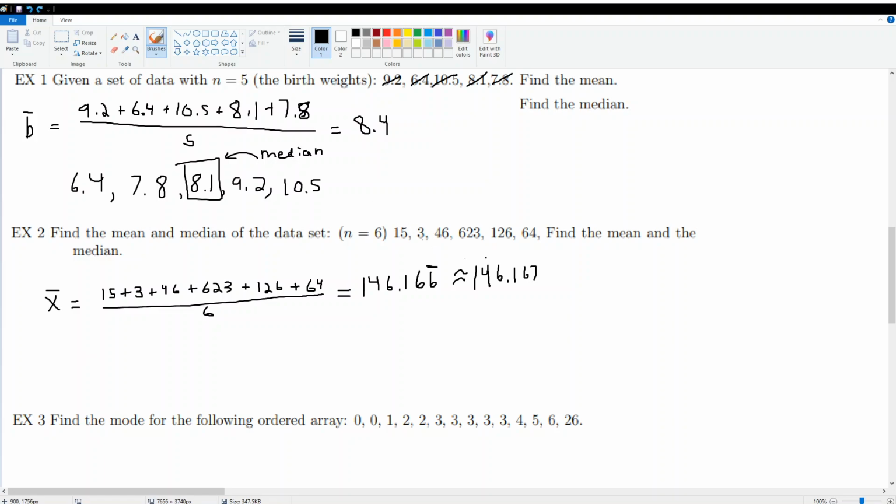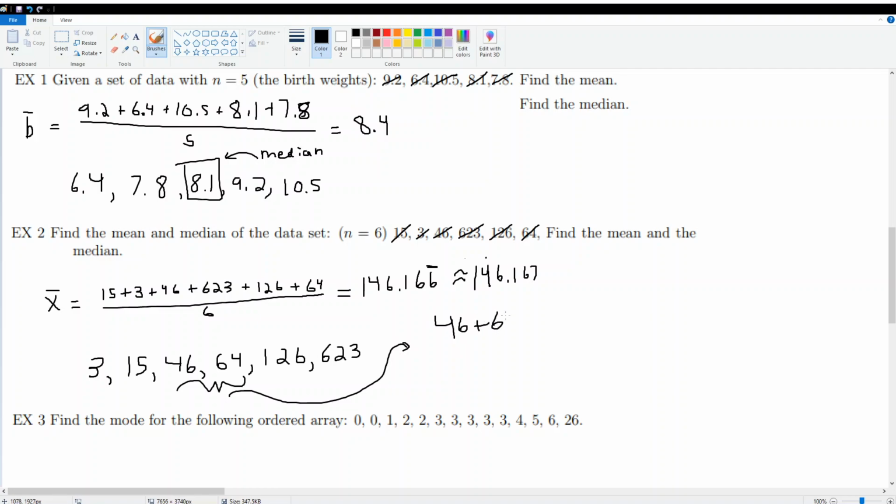Our lowest one is 3. Then we have 15. Next up, 46. Then 64. Then 126. And then 623. In this case, since we have an even number of data points, our median is going to be equal to the halfway point of these two. Halfway point, 46 plus 64 over 2, not 22, good lord, just 2, is equal to 55, which is our median. I'll tell you, it would have been a bit embarrassing if I couldn't sort that correctly.